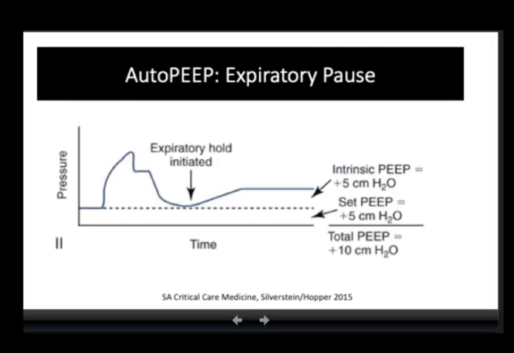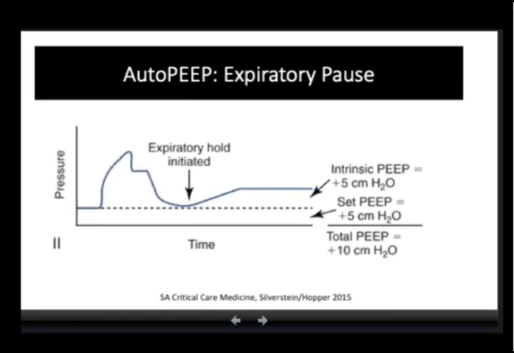Another way to detect air trapping or auto PEEP is to apply an expiratory hold. The vent will close its expiratory valve at the end of expiration and will measure the pressure within the airways. Patients with air trapping will have a total PEEP that is higher than the set PEEP. This difference will be equal to the intrinsic PEEP. In this example, the total PEEP is plus 10, but the set PEEP is only plus 5. That means there is an intrinsic or auto PEEP in addition to the set PEEP of 5.